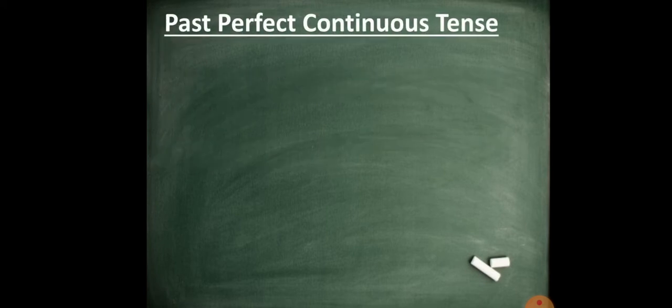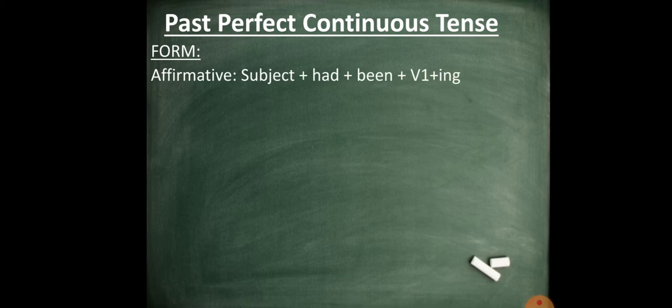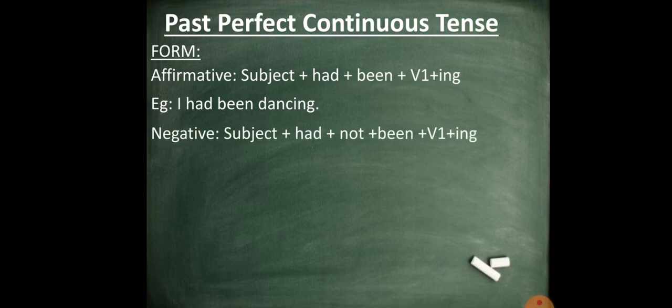Now we'll come to the formation of past perfect continuous tense. Past perfect continuous tense affirmative sentence is formed by placing had been before the continuous verb, that is V1 plus ing. Subject plus had been plus V1 plus ing. For example, I had been dancing. The negative is formed by putting not between had and been. For example, I had not been dancing.